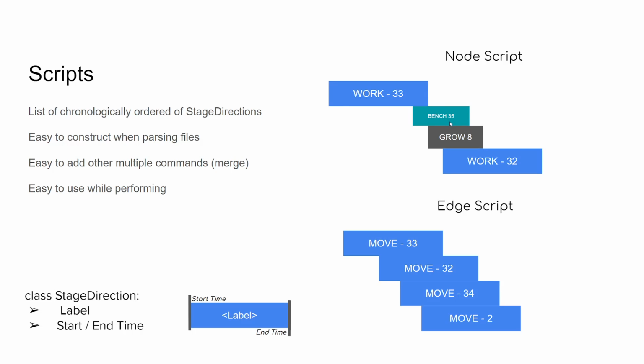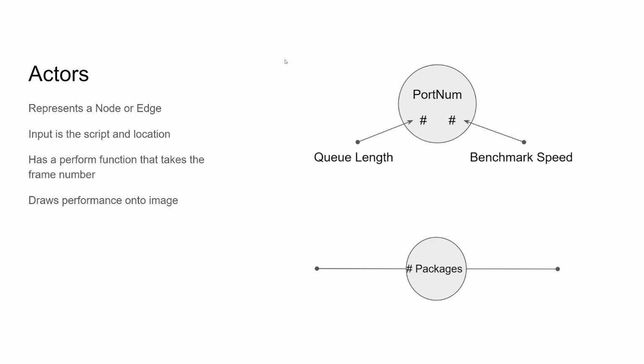So you parse out all of your bench in one spot, you parse out all your grow in another spot, and then you stick them together at the end. Very simple, kind of like merge sort, very easy meshing process. And then they were very easy to use for the node actors while performing, which we'll see here. So here we have our actors. They either represent a node or an edge, and they receive as input the script and the location, so where they should be and what they should be doing.